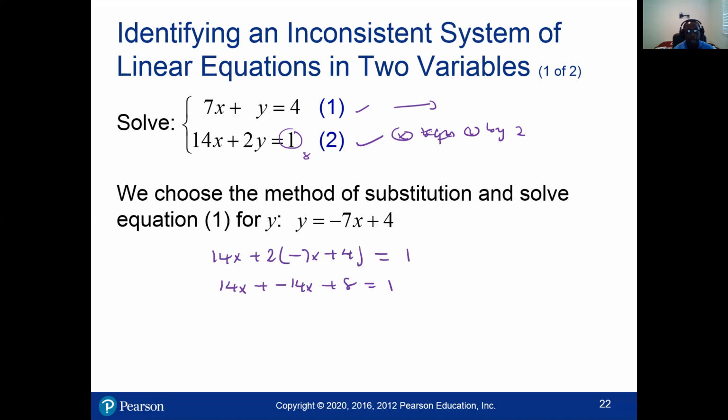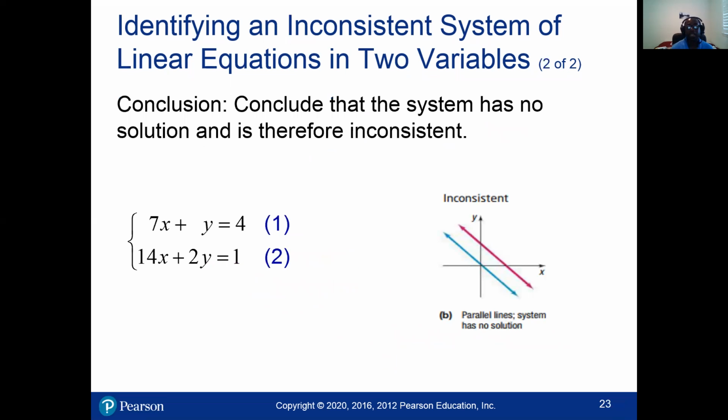Of course, if you have 14x and negative 14x, when you add them, you get 0 plus 8 is equal to 1. So you get 8 is equal to 1. This is false. It's not true. We say that it is inconsistent, meaning we can never have 8 equal to 1. So this is an inconsistent system. Our conclusion is that the system has no solution, and therefore it is inconsistent.